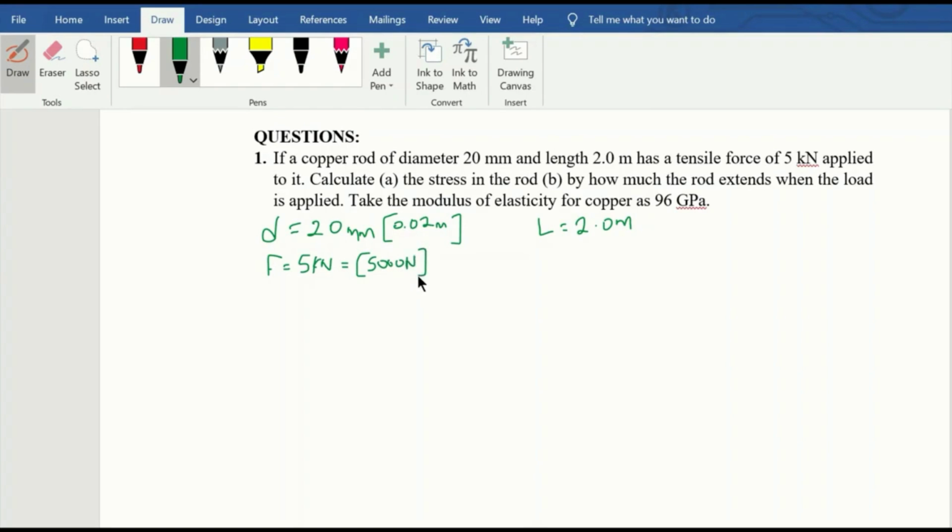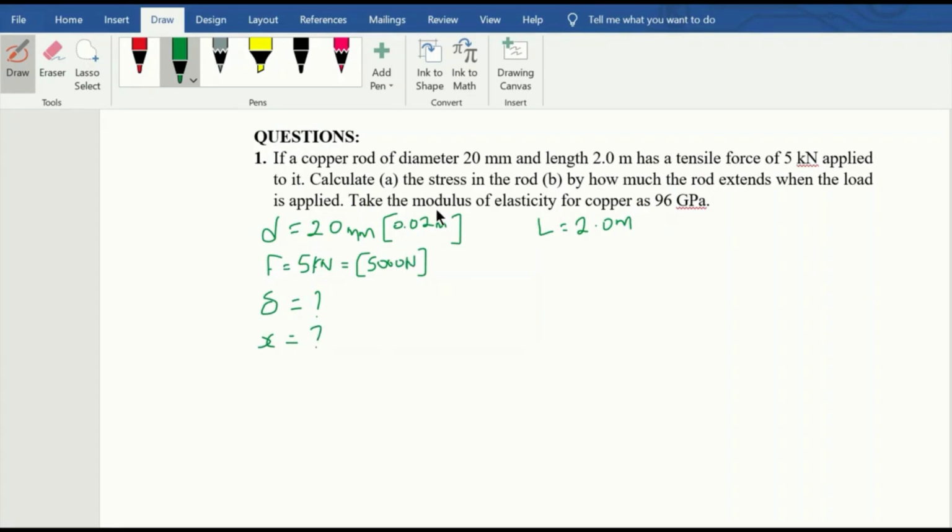Now question, we're asked to find the stress in the rod. So the stress is not given to us. We have to find the stress. And the next question is to find how much the rod extends. So that is the extension. So we have to find the extension of the rod when the force was applied.